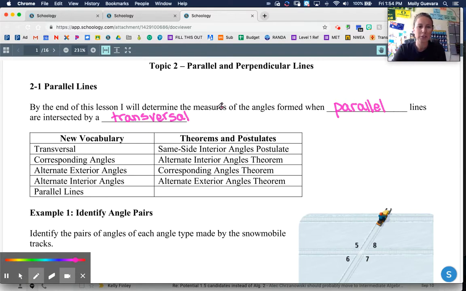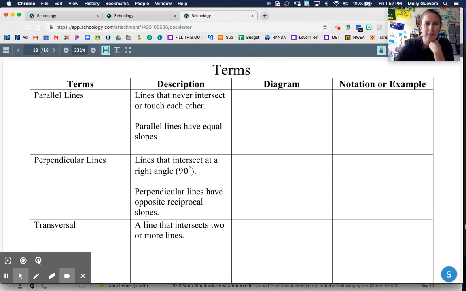So what we're going to do first is we're going to go through all this vocabulary, all of the theorems. So at the very back of this packet, in that sheet that says terms, we're going to go to that sheet and we're going to fill in all of the vocabulary that we need for this lesson. All right, so here's our sheet of terms. So we're going to start with defining what are parallel lines, okay?